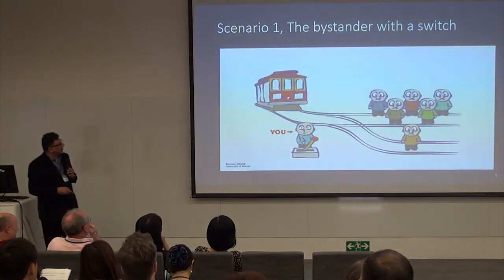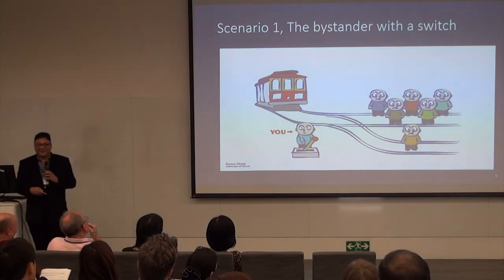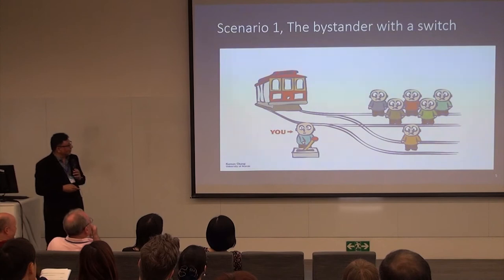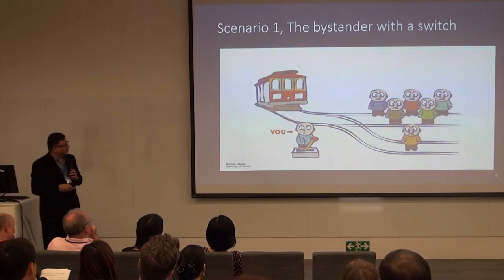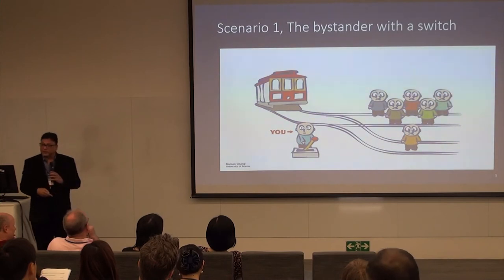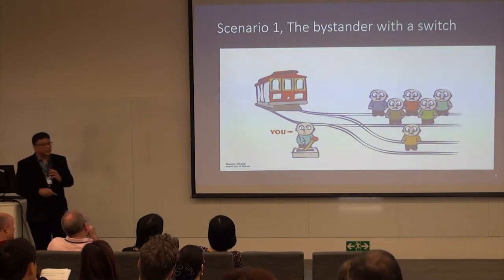Okay, here it is, for you to keep thinking about it visually. Okay, there are the five workers, and there's you, and there's the lever, and there's a trolley car, one worker. Okay. Now, let's go to another problem.